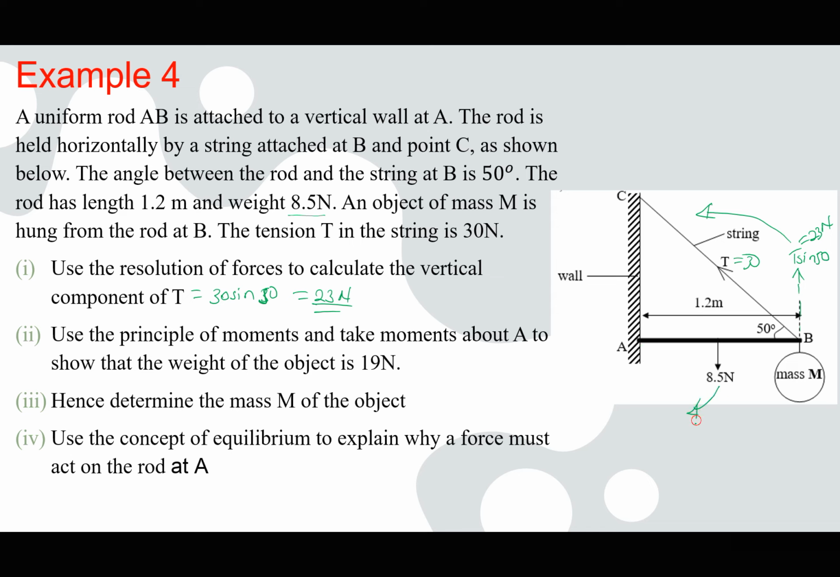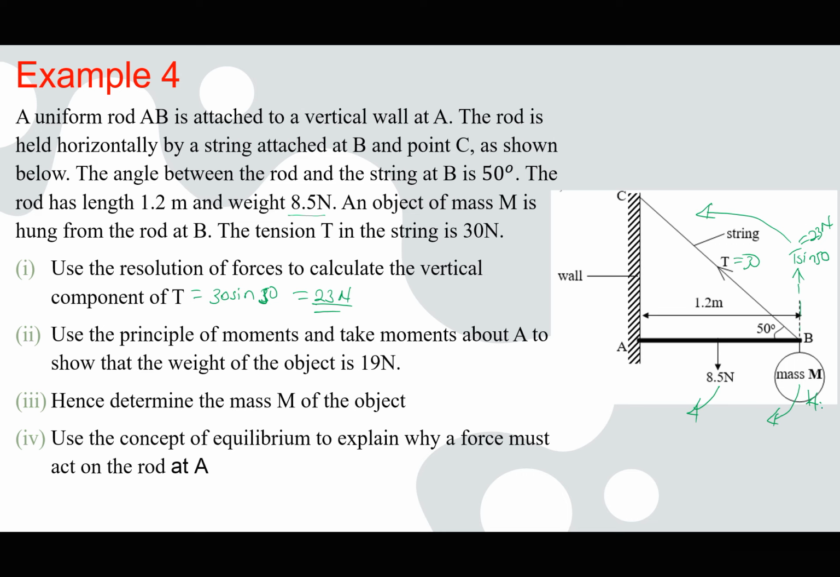The weight has a clockwise moment. M also has a clockwise moment. So I'm first of all going to find the weight here instead of finding M. Use the principle of moments and take moments about A to show that the weight of the object is 19 newtons. So let's say the weight is W.